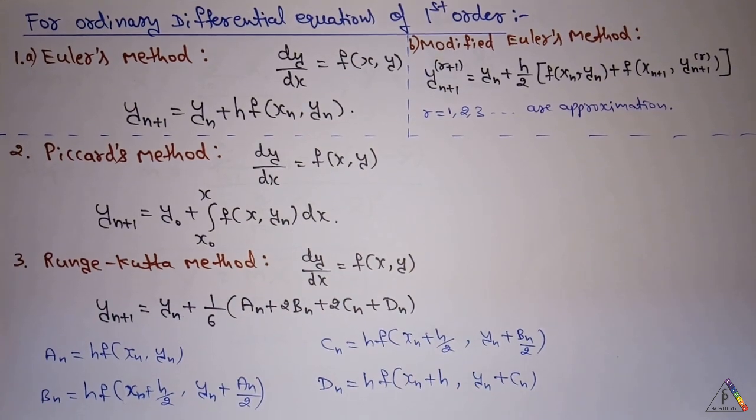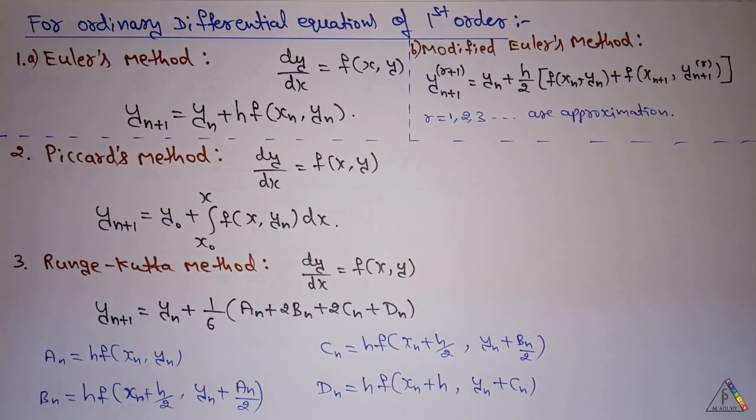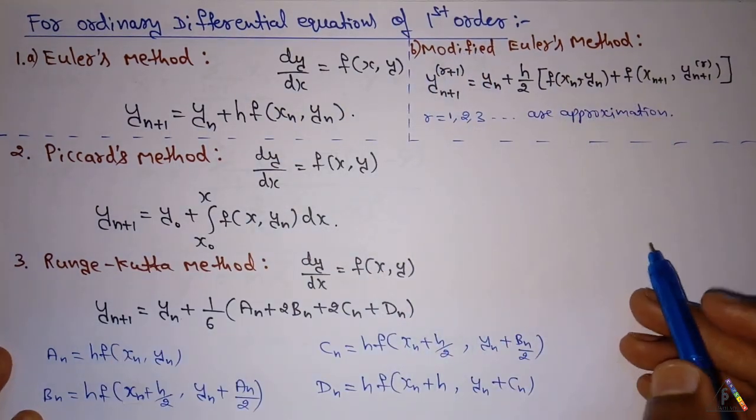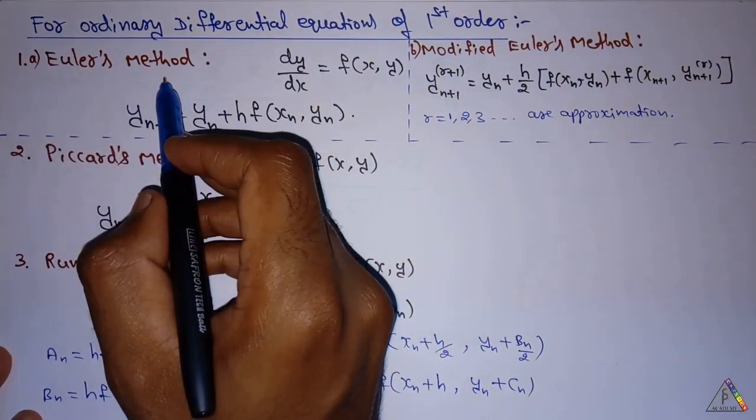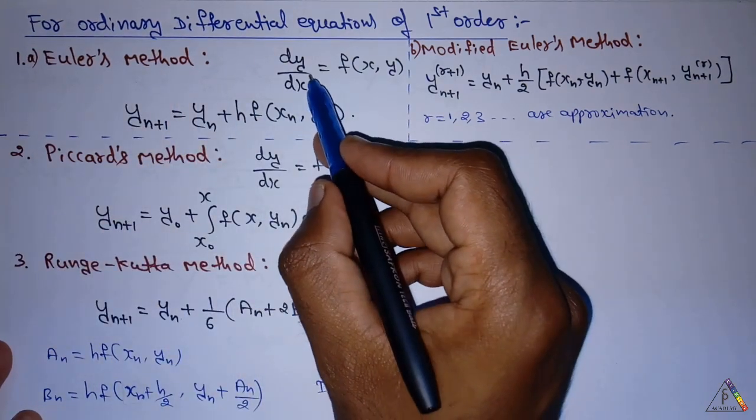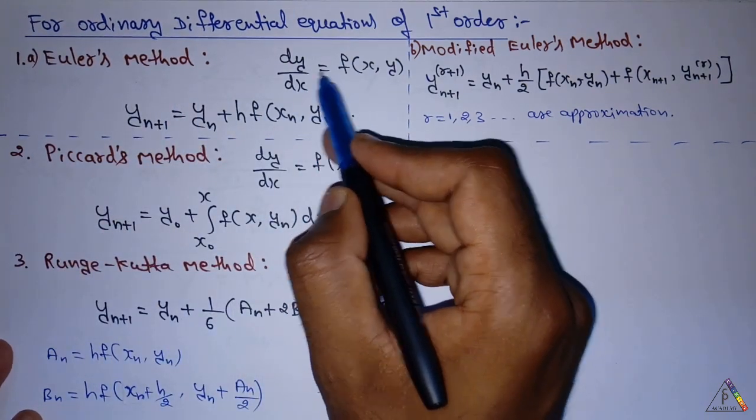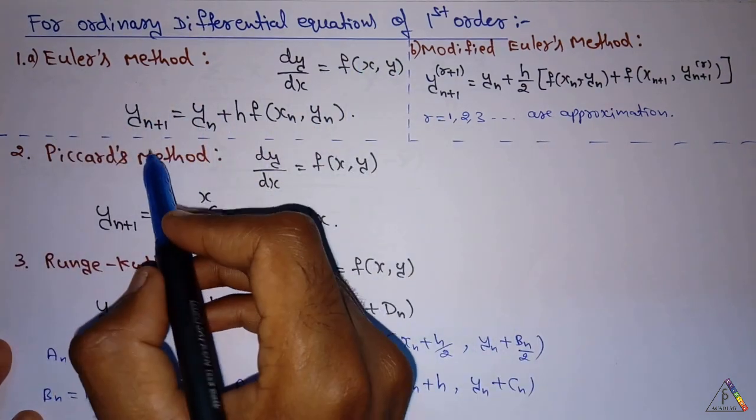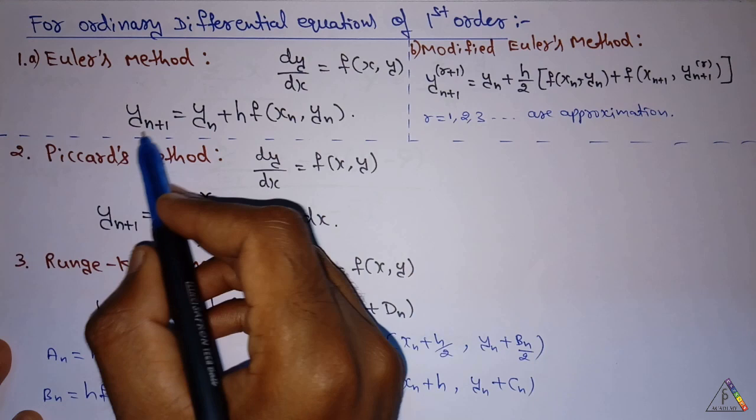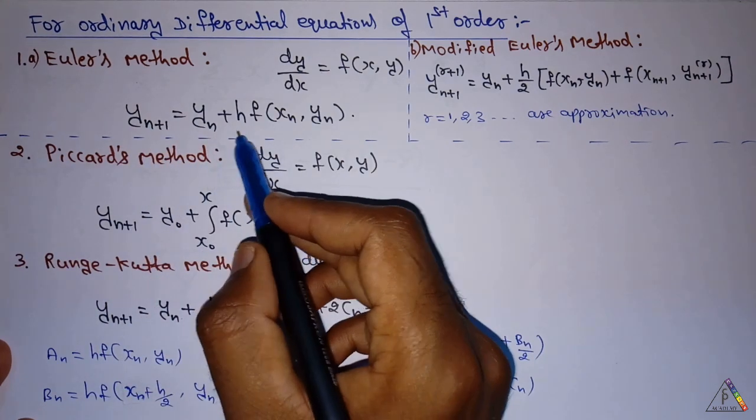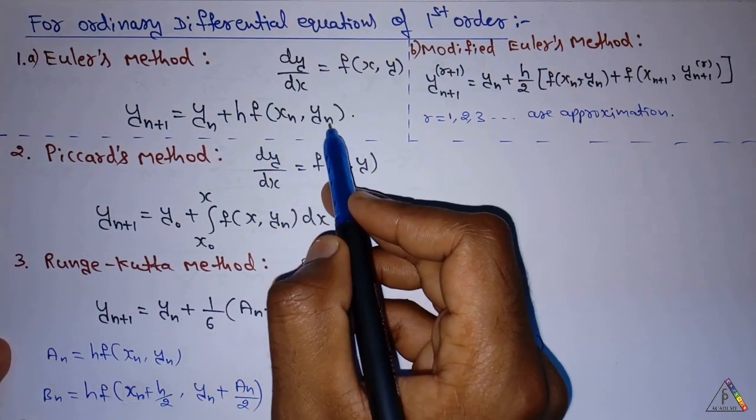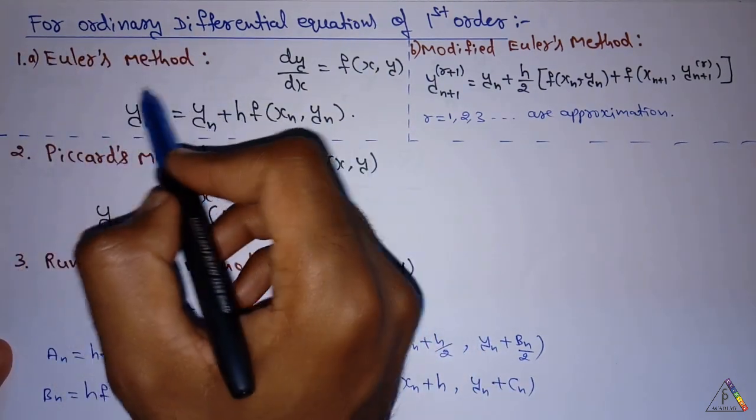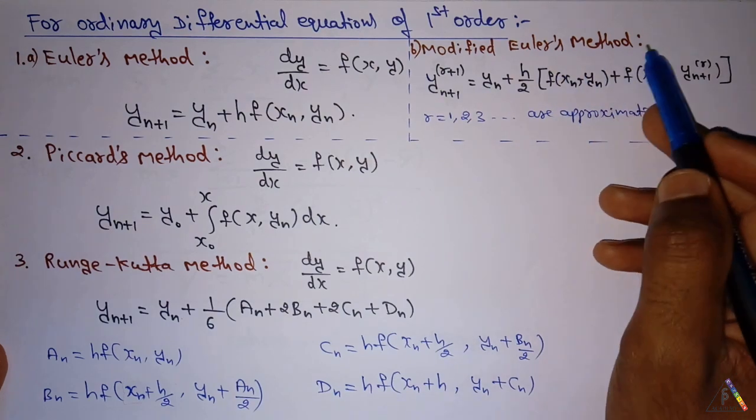Next is to find the solution for ordinary differential equations of first order. These are all the methods. The first method is Euler's method, where the differential equation is generally dy by dx equals f of x, y, and Euler's method is given by y(n+1) equals yn plus h of f of xn, yn.